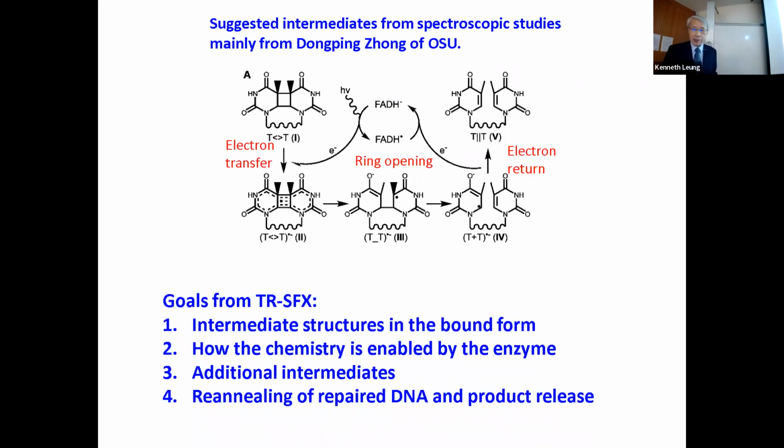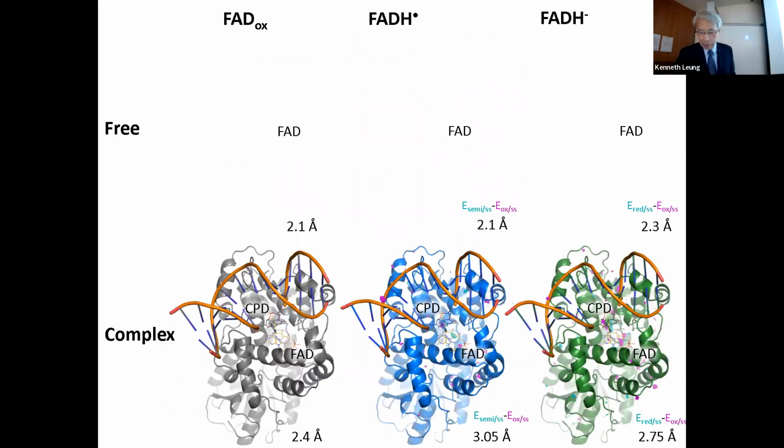So our goal, as I have explained to you, is to see more intermediates and to understand the chemistry, because that is important. And here, I don't know why the top one is not showing up, but that's not important.